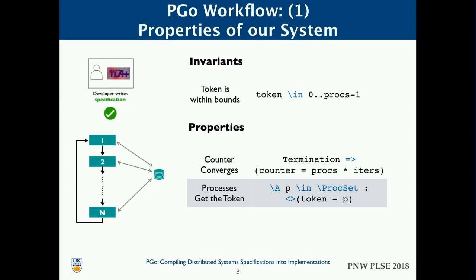So we can write a couple of properties about this very simple system. One invariant that you could write is that our token is always within bounds. In this case, our token is always between 0 and the number of processes minus 1, because they're 0-indexed. And we can also write a couple of properties. One of them is that the counter converges. The counter is your shared resource. So you could say that upon termination, when all processes are done, your counter is going to be equal to the number of processes times the number of iterations, and that all processes get the token. This is a temporal formula, and you're saying that for all processes that you defined, eventually the token equals the process identifier. So you're saying that eventually every process is going to get a chance to run.